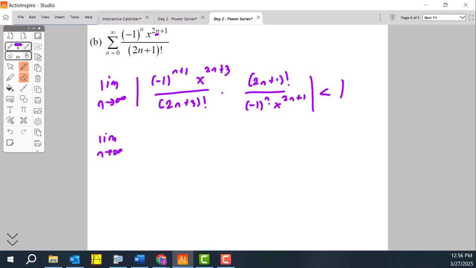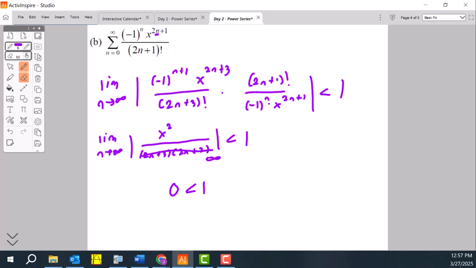Negative 1's go away. The 2n plus 1 factorial over 2n plus 3 factorial simplifies down to 2n plus 3 times 2n plus 2 on the bottom. x to the 2n plus 3 over x to the 2n plus 1 gives us just x squared. Now for this limit, as n goes to infinity, this denominator gets infinitely larger while there's no n's on the numerator, so the numerator doesn't change at all. So we have a constant over infinity, which means this is going to go to 0.